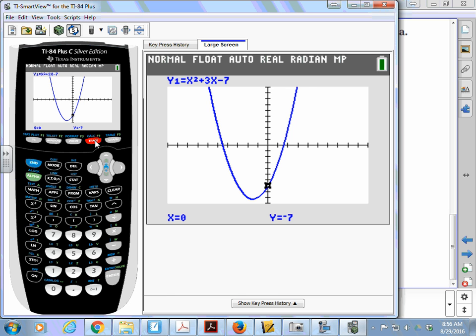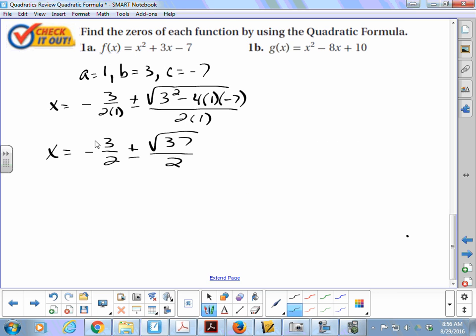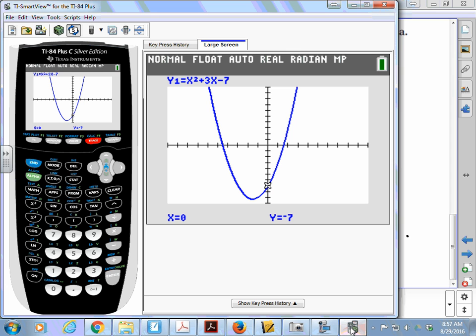All right, now we're going to type in this number here, okay? We're going to type in both of them. There's two of them, remember. It's negative 3 halves plus square root of 37 over 2, and negative 3 halves minus square root of 37 over 2. So we hit trace, and we just start typing it in.